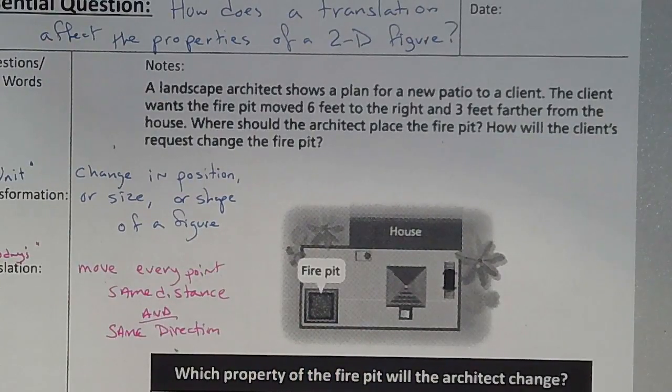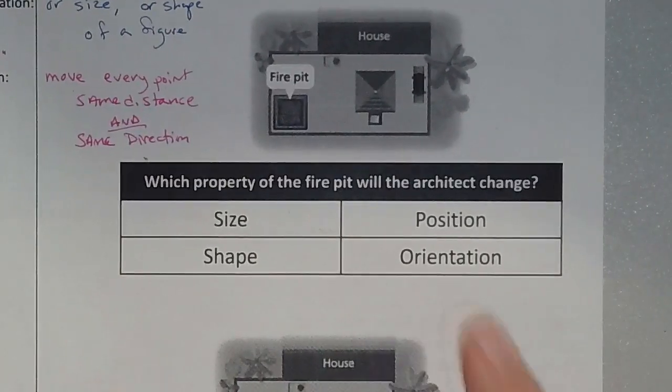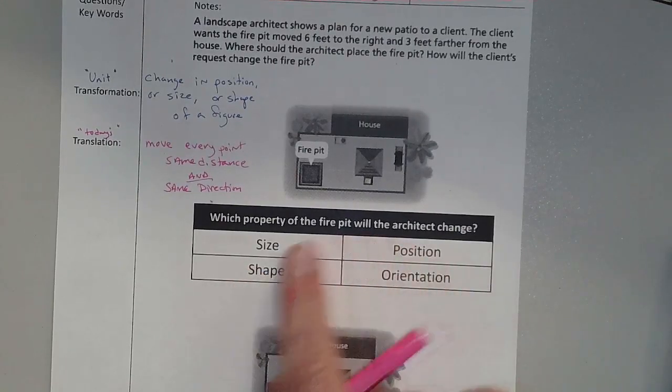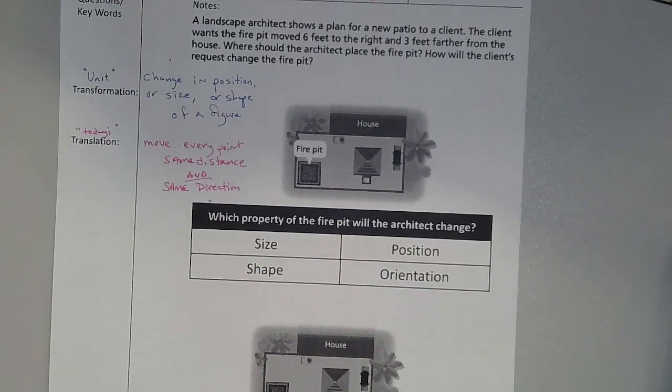Which property of the fire pit will the architect change? Are we going to change the size of the fire pit? Are we going to change the position of the fire pit? Are we going to change the shape of the fire pit? Are we going to change the orientation of the fire pit? Which of these 4 do you think it is? Go ahead and circle one. Good, all right, let's pick one.